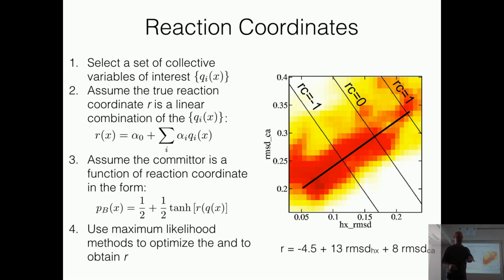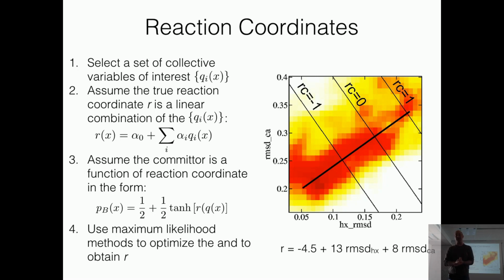So this also should actually have the same citation as the Aimless Shooting, because it's the same paper, Peters and Trout, JCP in 2008. But the idea here is that you're going to do a likelihood maximization approach, and you pick some collective variables that you think might be interesting, and you throw them all in. You assume that the true reaction coordinate is going to be a linear combination of those, and you have to assume that the committor has a certain functional form, which you usually take to be half plus half tanh.